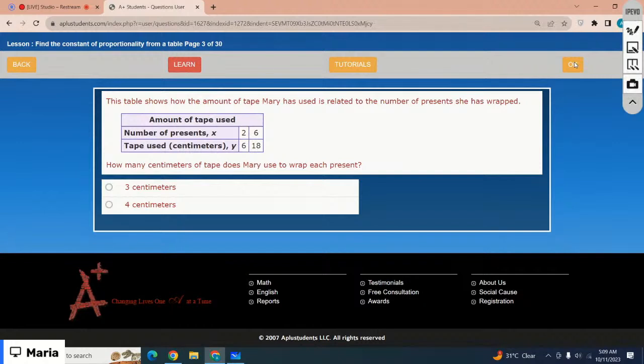So you have to do y over x, right? That would be 3 centimeter.